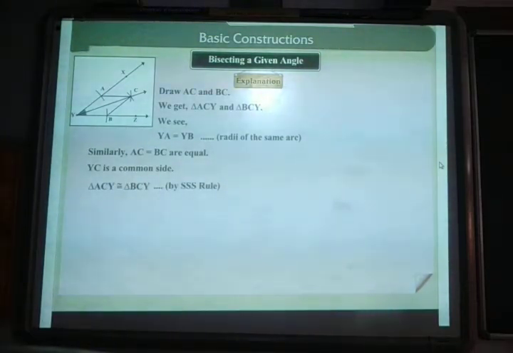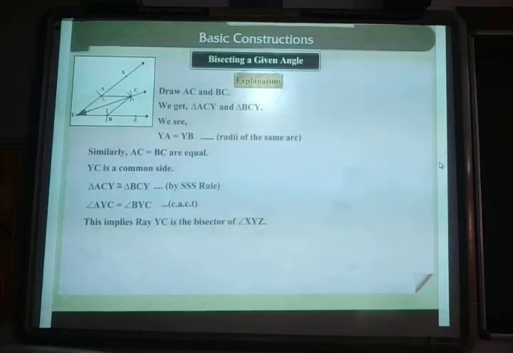So, by the SSS rule, triangle ACY is congruent to triangle BCY. Hence, the corresponding angles of the two triangles will be congruent. This gives us angle AYC, which is equal to angle BYC, which implies that ray YC is the bisector of angle XYZ.